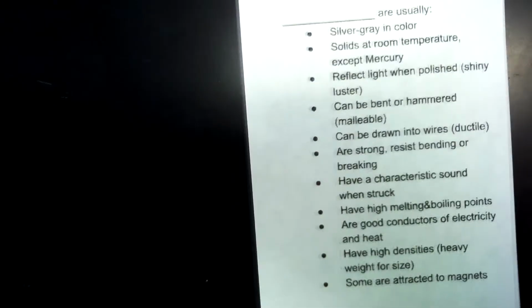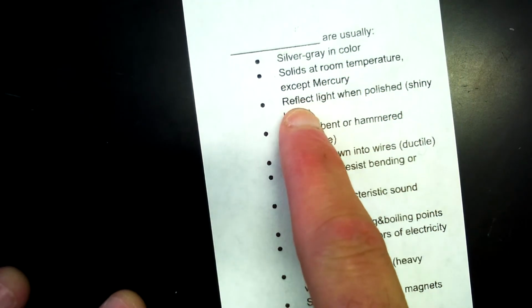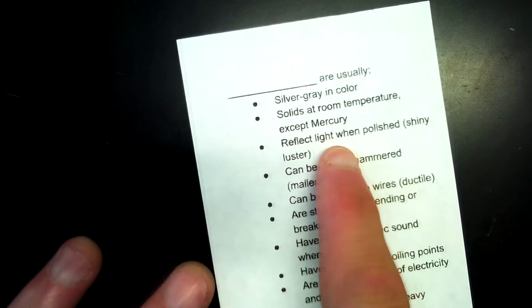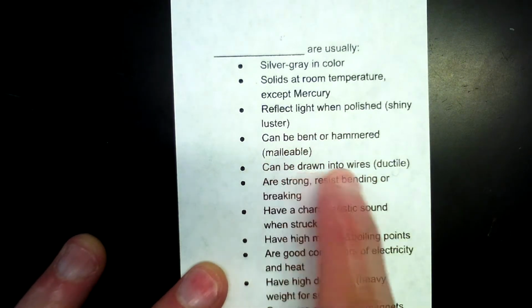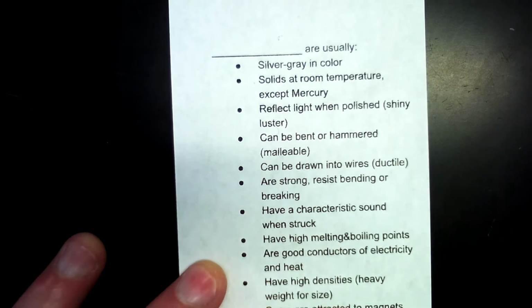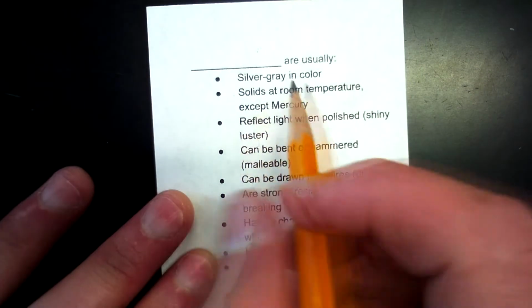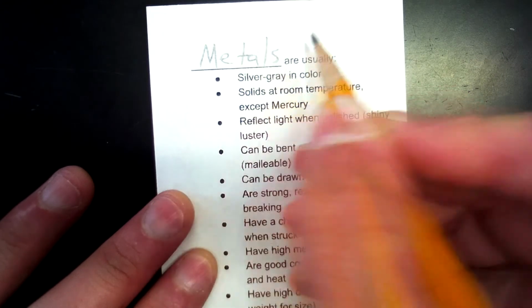It says right here, blank are usually silver gray in color, solids at room temperature except mercury, reflect light, can be bent or hammered, meaning they're malleable. They can be made into wires. They're ductile, and the list goes on. By now, you should be able to figure out that this is a group of elements called metals. So fill that in.